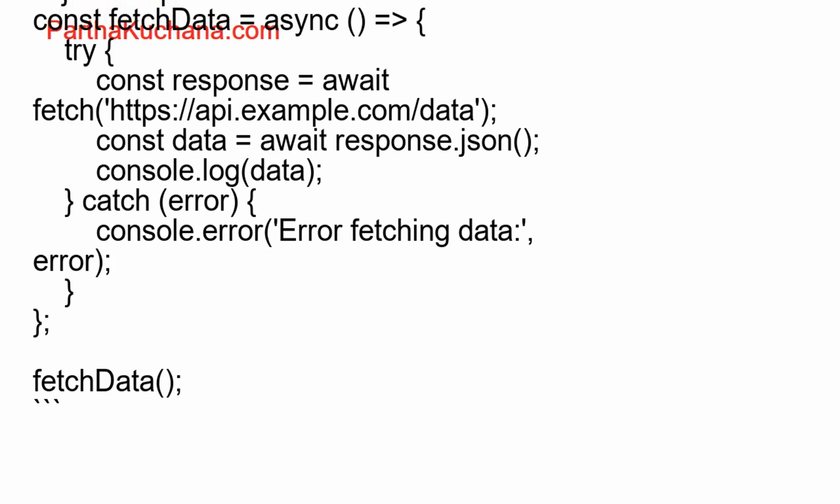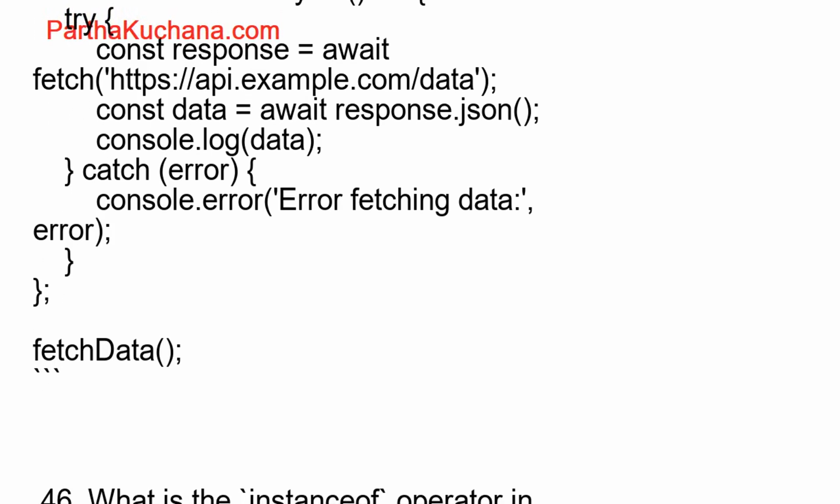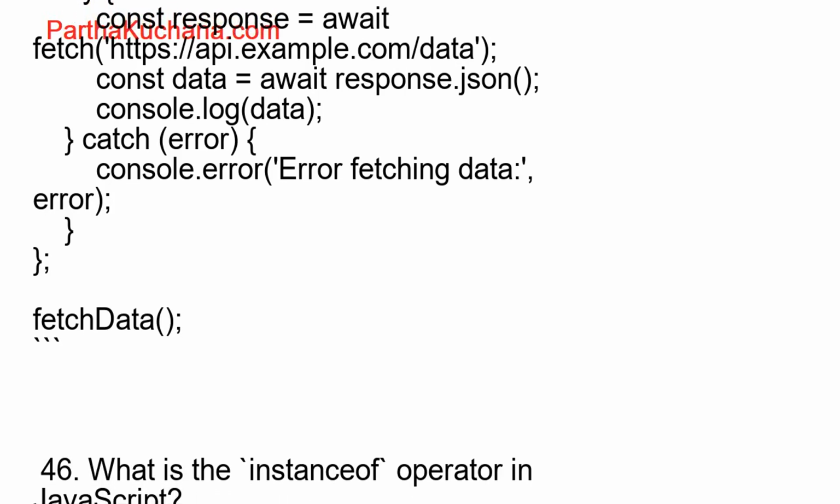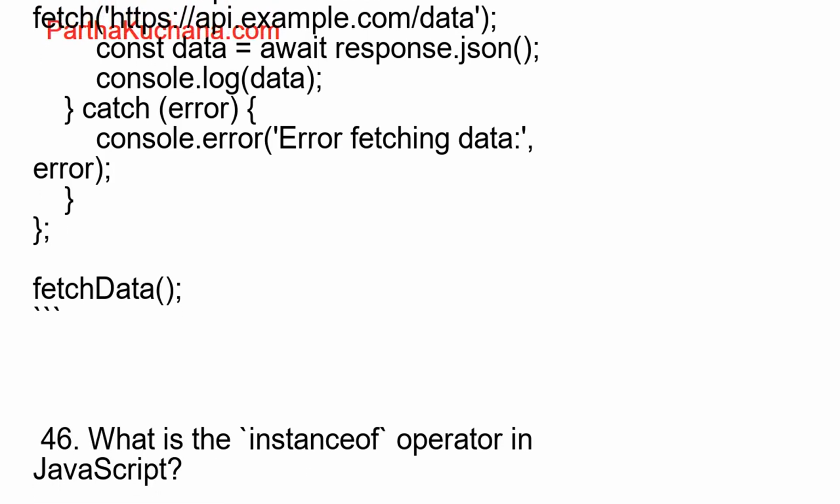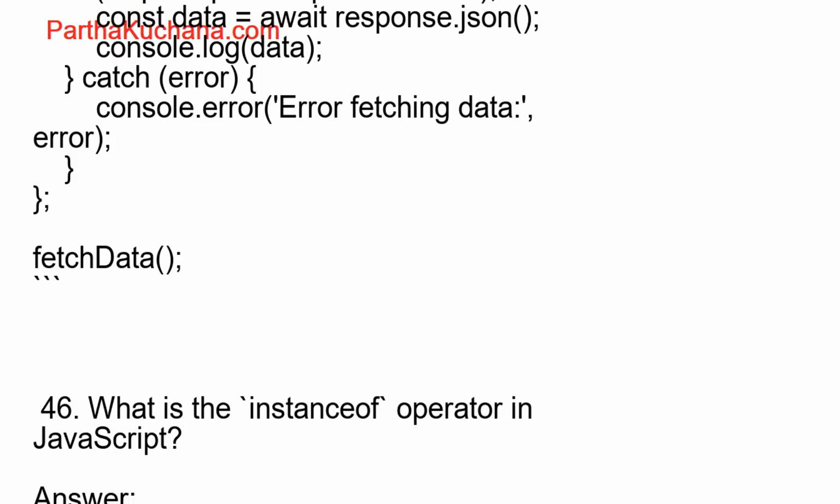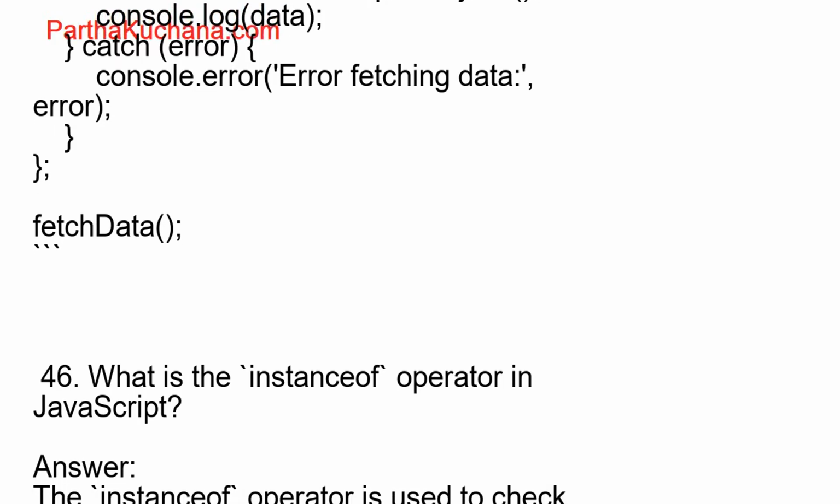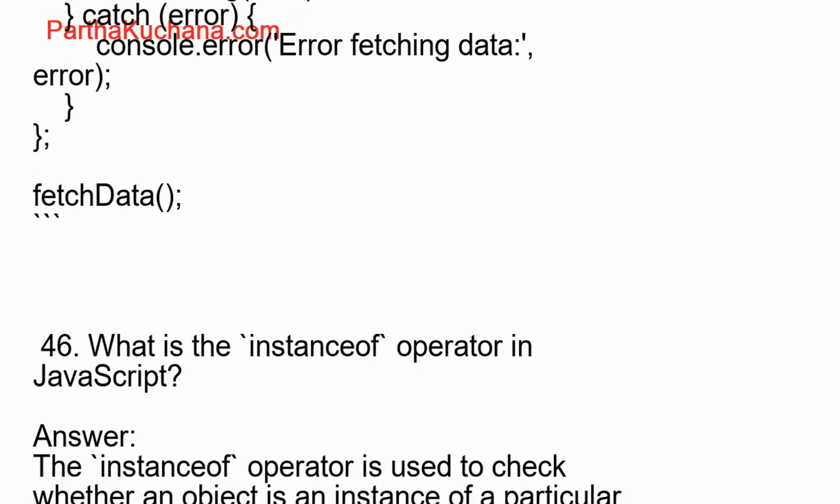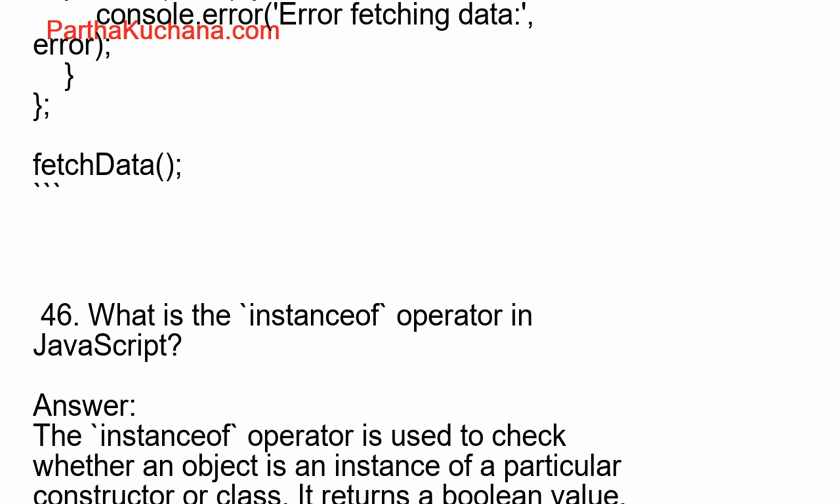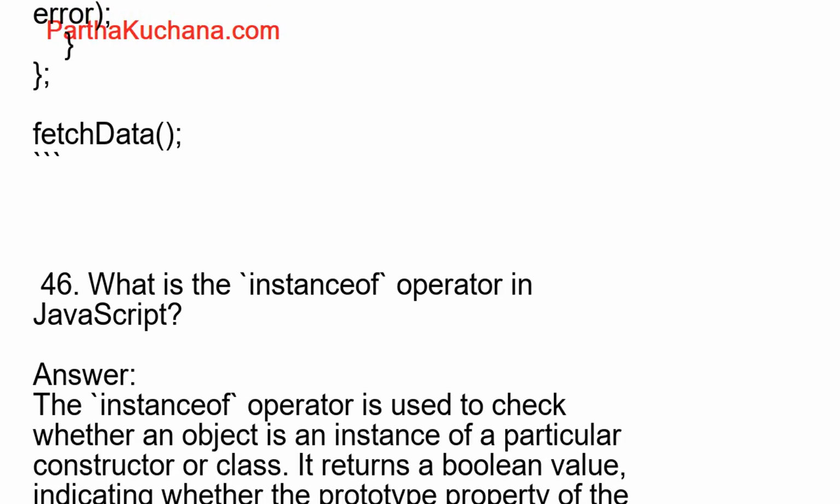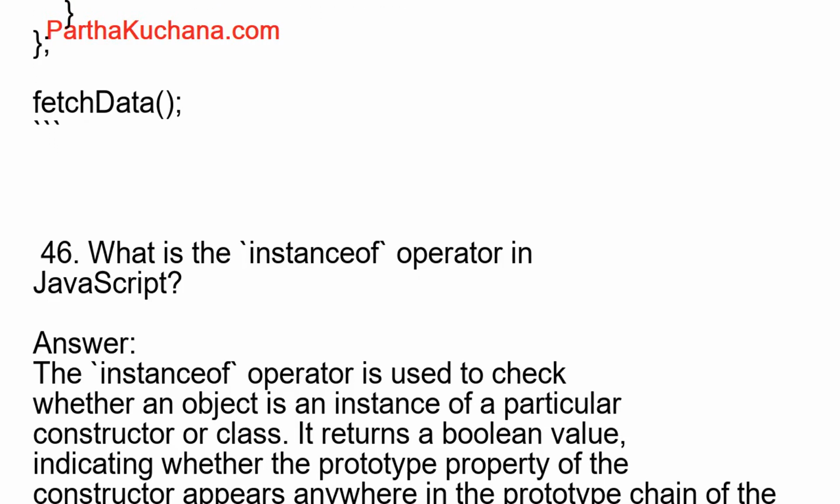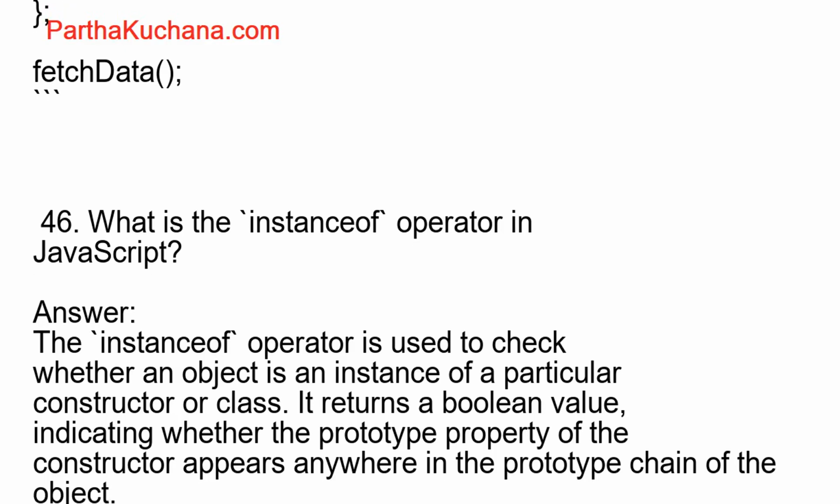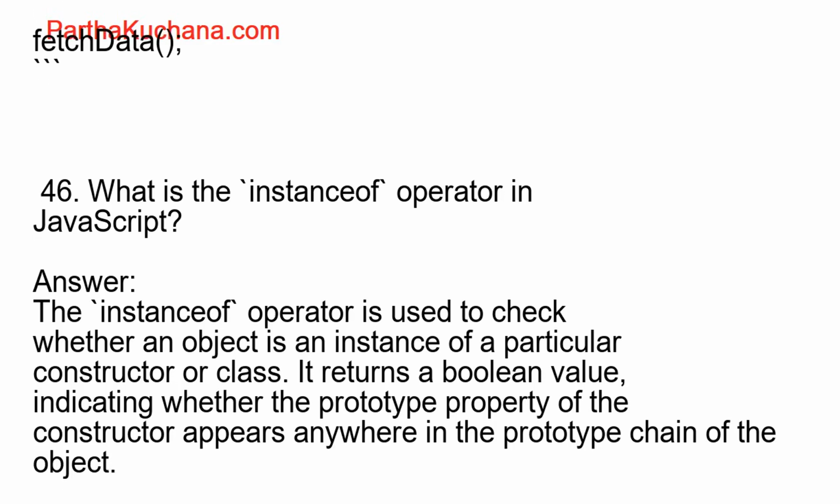49. What is event delegation in JavaScript? Answer: Event delegation is a technique that leverages the event bubbling phase to handle events at a higher level in the DOM rather than on individual child elements. This approach improves performance and reduces memory consumption by attaching a single event listener to a parent element instead of multiple listeners to each child element.